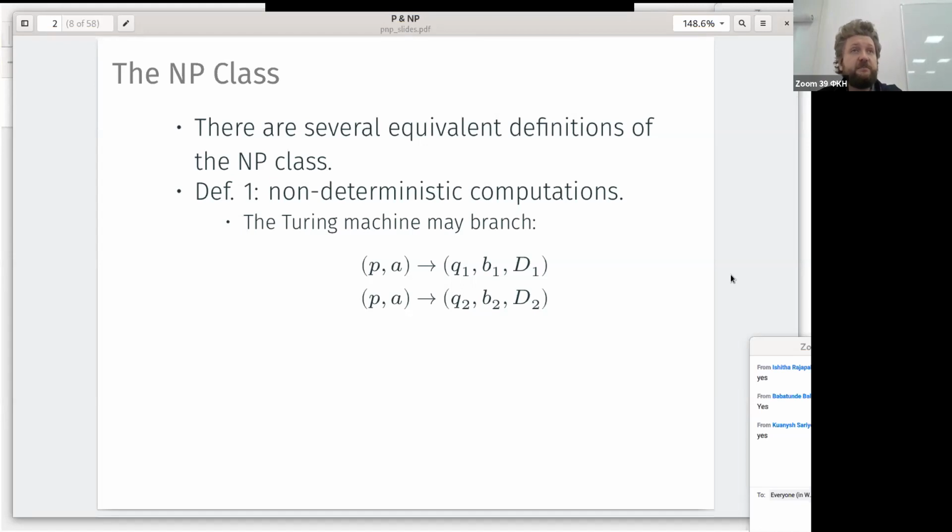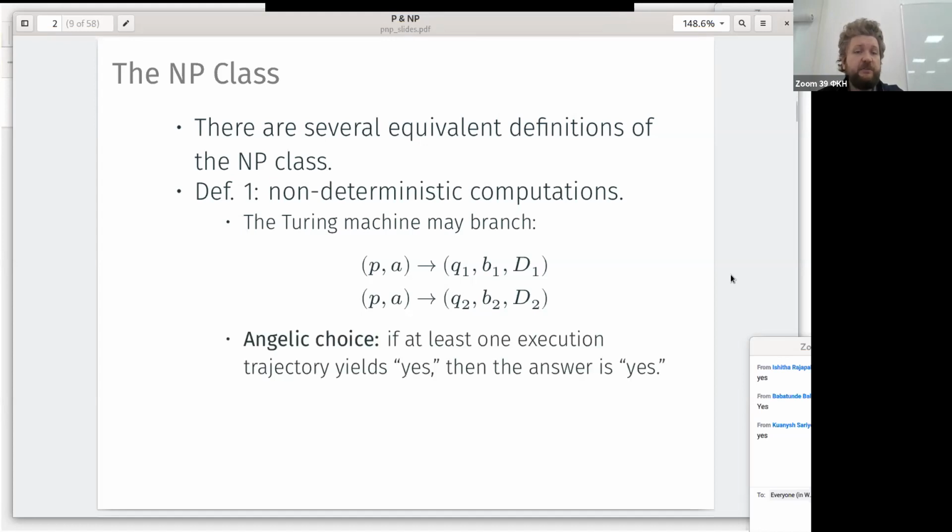So the question is, how does this machine compute something? There could be several possible definitions, and what is implemented in the definition of the NP class is what is called angelic choice, from angel. When we come to a non-deterministic branching place, we should make a choice, and we wish the answer to be yes. We are positive, we want the answer to be yes. And then we suppose that there is an angel who gives us a hint at that point and says, you should go this way, and then you will win.